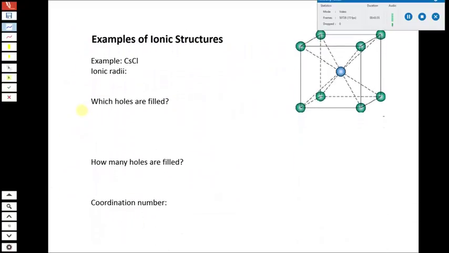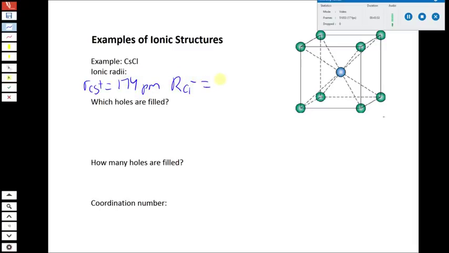Let's go to a different one, cesium chloride. So still an alkali metal chloride, but now we're replacing the sodium cation with Cs+. So we're just moving down the periodic table. So if we look at the radii this time, we have Cs+, which has a radius of 174, and Cl-, same anion, still has a radius of 181. So we have different cations, same anion.